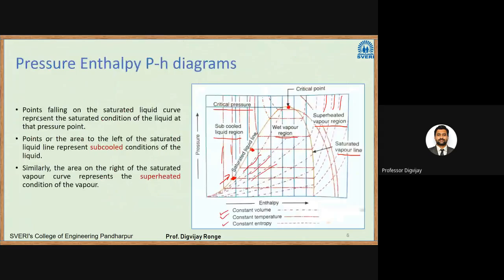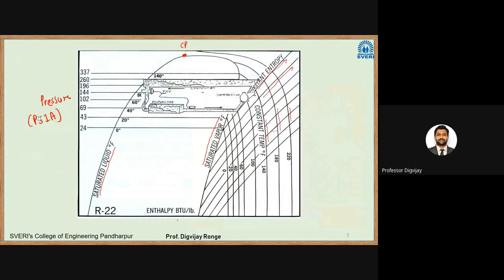After this, we saw a slightly more complicated diagram, which had the superheated region, constant volume lines, and constant entropy lines. Constant temperature lines we have also seen. These are also called superheated temperature lines, because they lie in the superheated region. Then it has constant entropy lines and constant volume lines. So this was also a simple diagram.